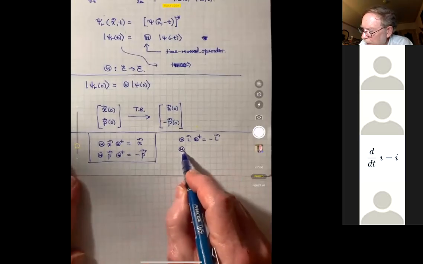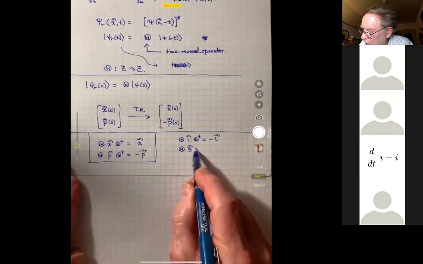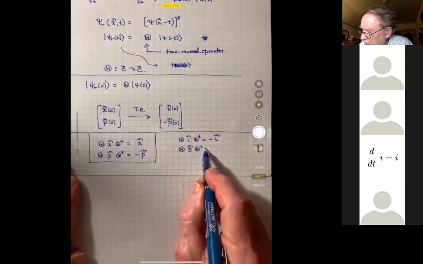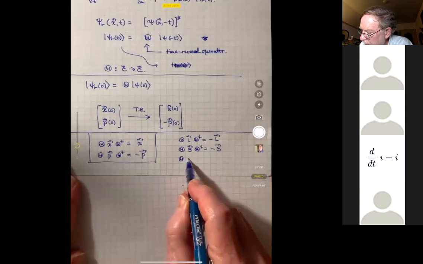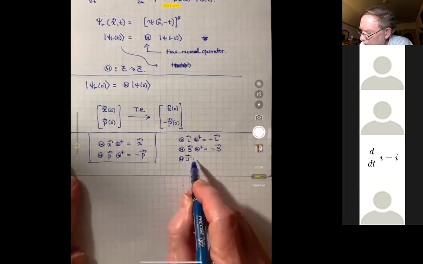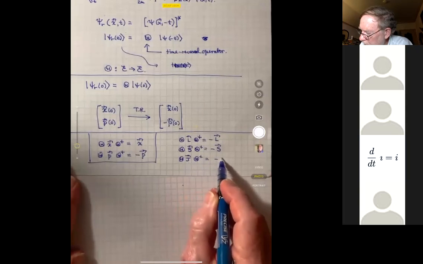Given that it does it to orbital angular momentum, it's a good guess that it does it to all other types of angular momentum, such as spin. And so we'll postulate that as well. In fact, we'll assume that theta takes all angular momentum J into minus themselves.